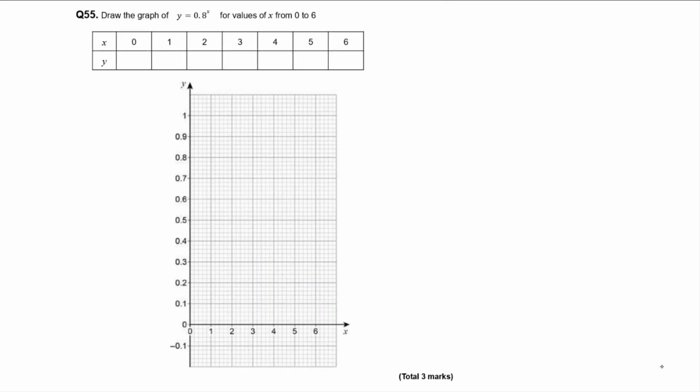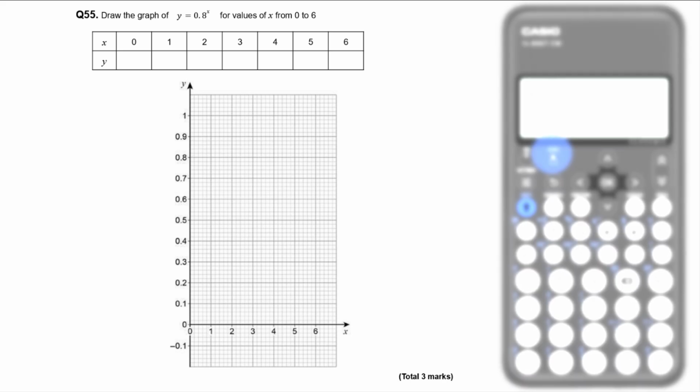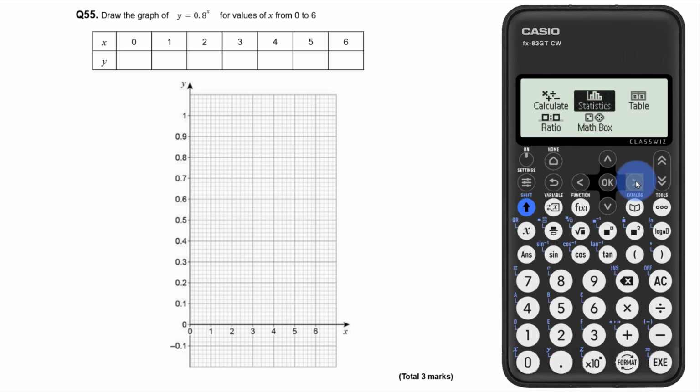Question 55, draw the graph of y equals 0.8 to the power of x for values of x from 0 to 6. So I'm going to use the table function again in my calculator. Go into the home key and select the table function. Next I'm going to type in the range. Tap on tools and go to table range. This time we're going from 0 to 6 in steps of 1.